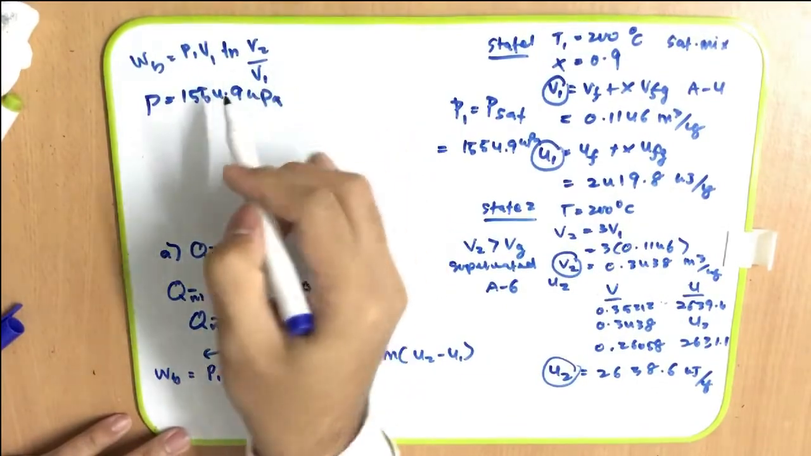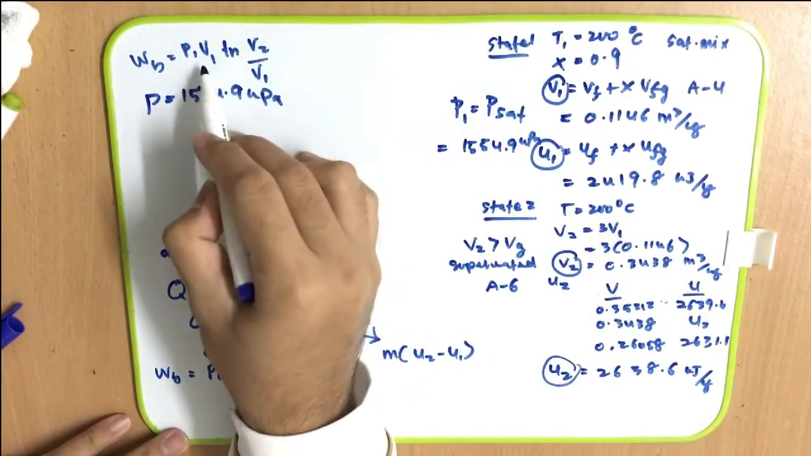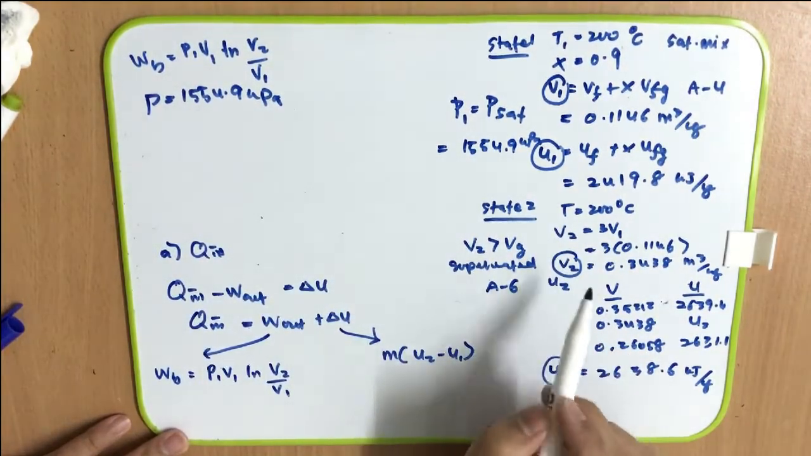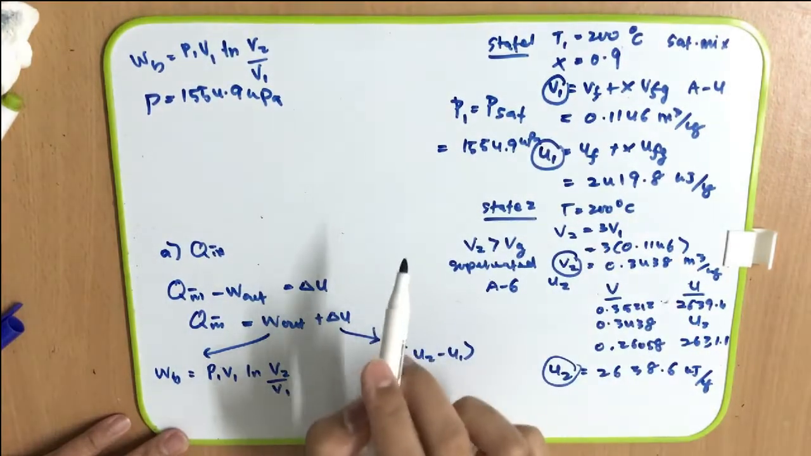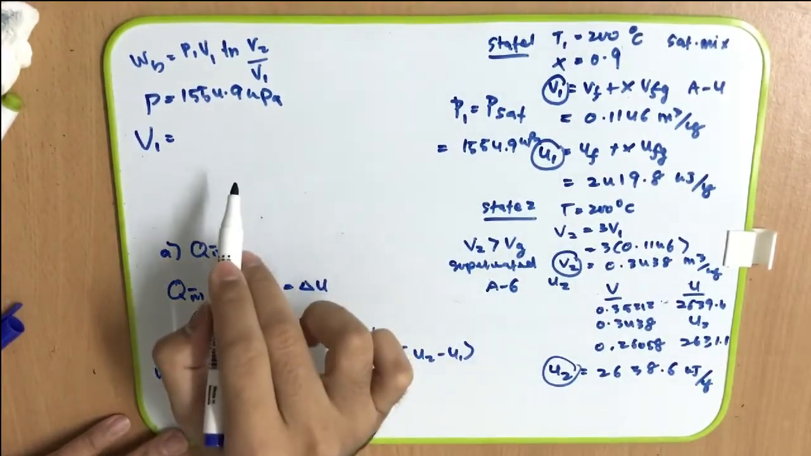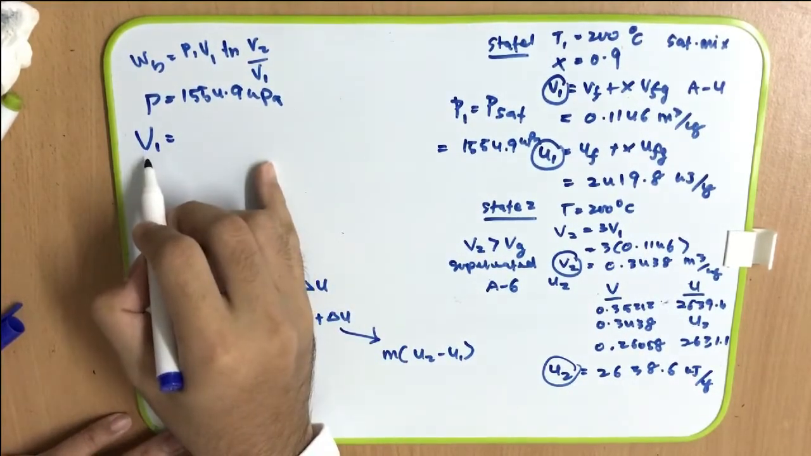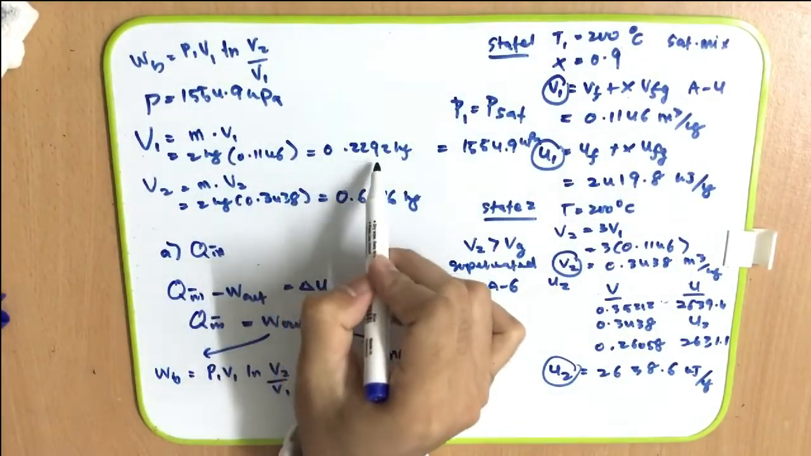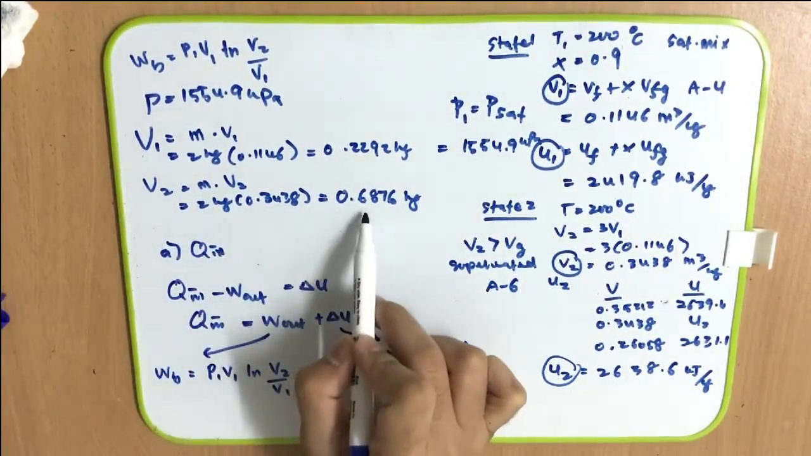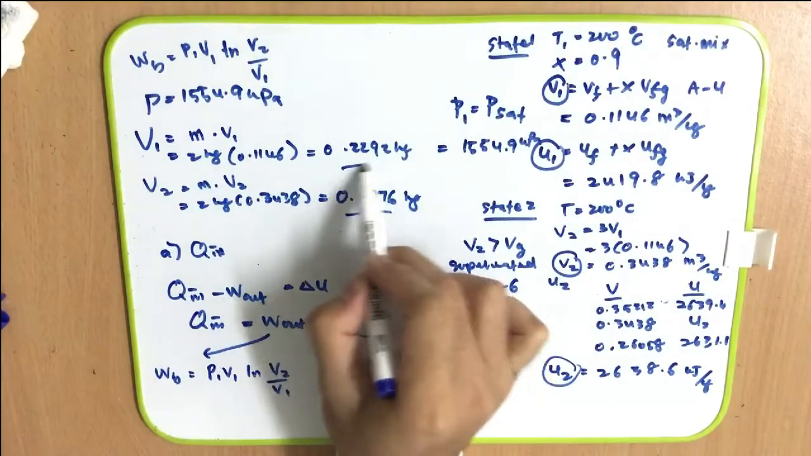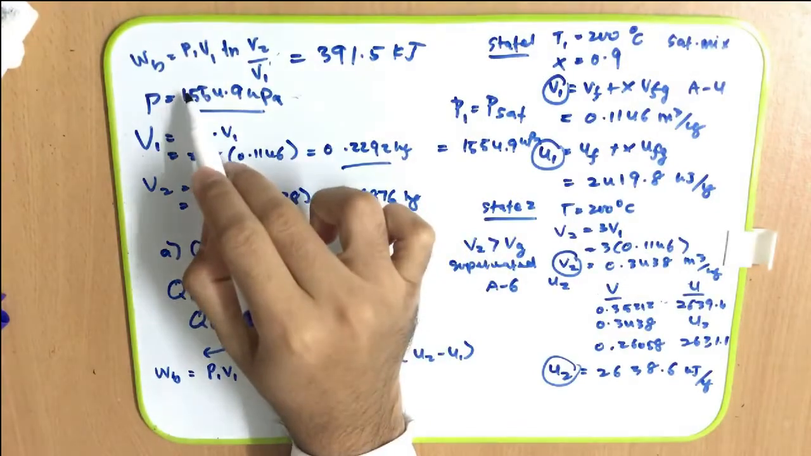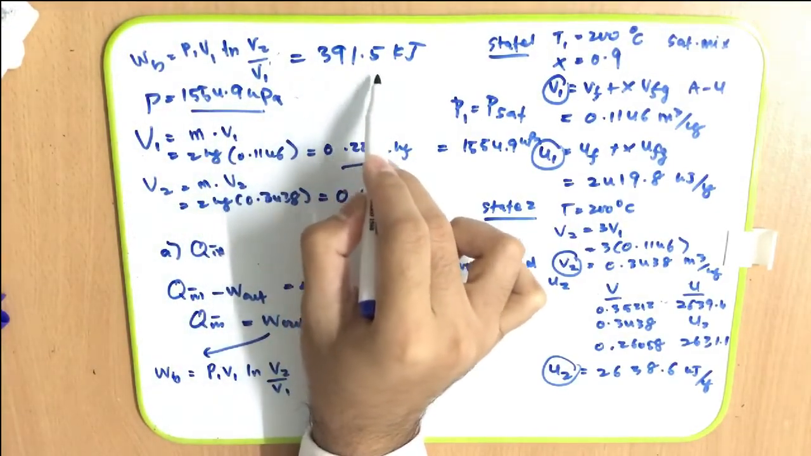In this question as well, we can see here V1 and also V2, in which this V is volume, not specific volume. What we get in state 1 and also state 2 is specific volume. So we have to convert into volume first. How? We need to multiply by the mass. Mass is given, which is 2 kg. So we can get the volume for state 1 and also the volume for state 2. V1 is 0.2292 and V2 is 0.6876. Then all of these values we can substitute inside this equation. After we calculate, we get the boundary work equal to 391.5 kJ.